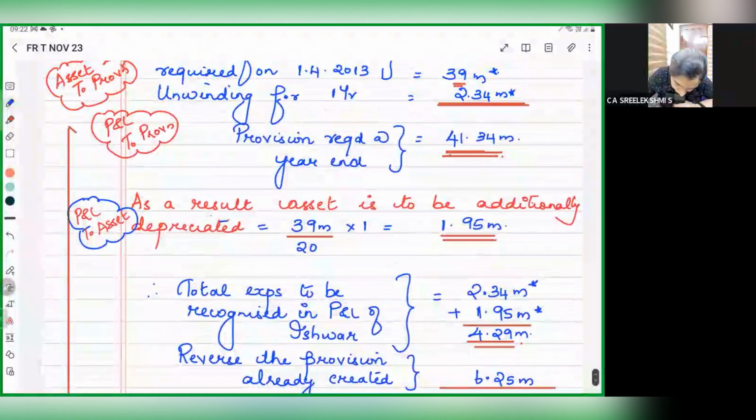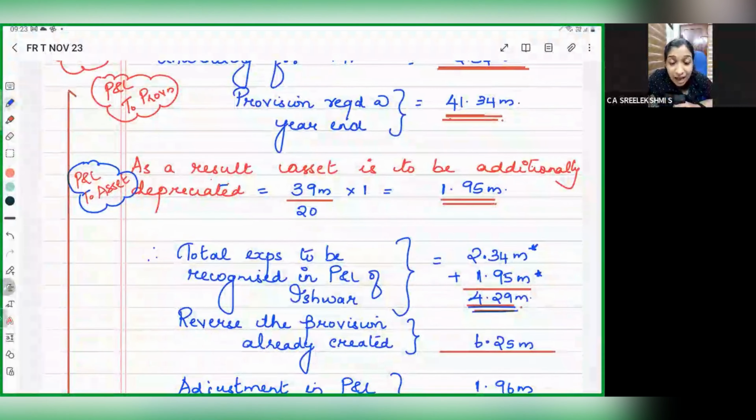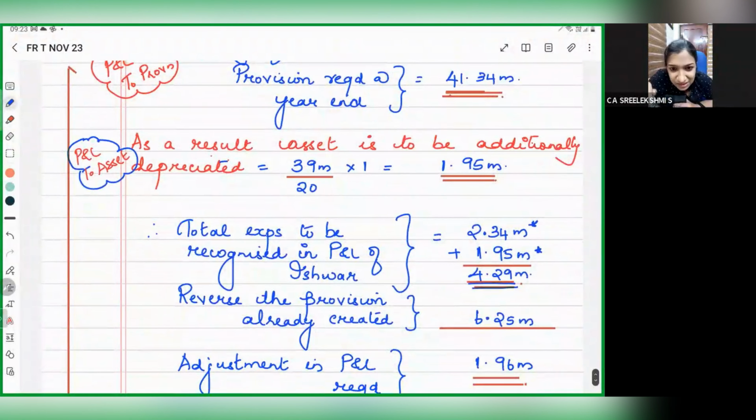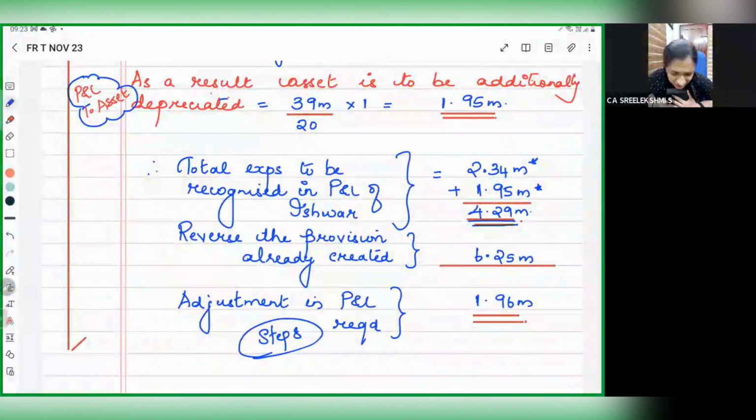So a total of 4.29 debit should come to P&L. And they have already created a provision at the end of the first year, to the extent of 1/28 provision write-off is what is stated. If 1/28 provision write-off was done, then P&L to provision 6.25 was created, which is not required. That is not the treatment. So reverse the provision. So 1.96 million has to be added to P&L. Which P&L? Step number 8. It's a very good adjustment. Step number 8, I have to reverse this.